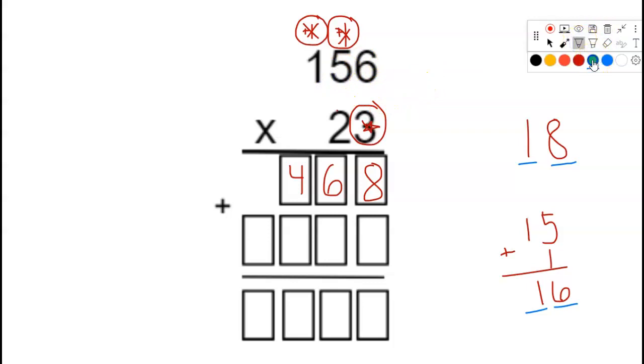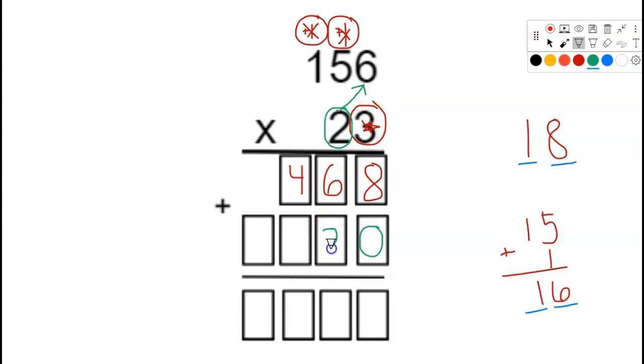Okay, so now I'm ready to move on to the 2. Before I can move on, though, I have to put my placeholder. Don't ever, ever, ever forget that placeholder, guys. This time I'm just going to put a 0. You can put anything you want there, just as long as you know it means nothing. That has a value of nothing. So now we're going to do 2 times 6. So 2 times 6 is 12.